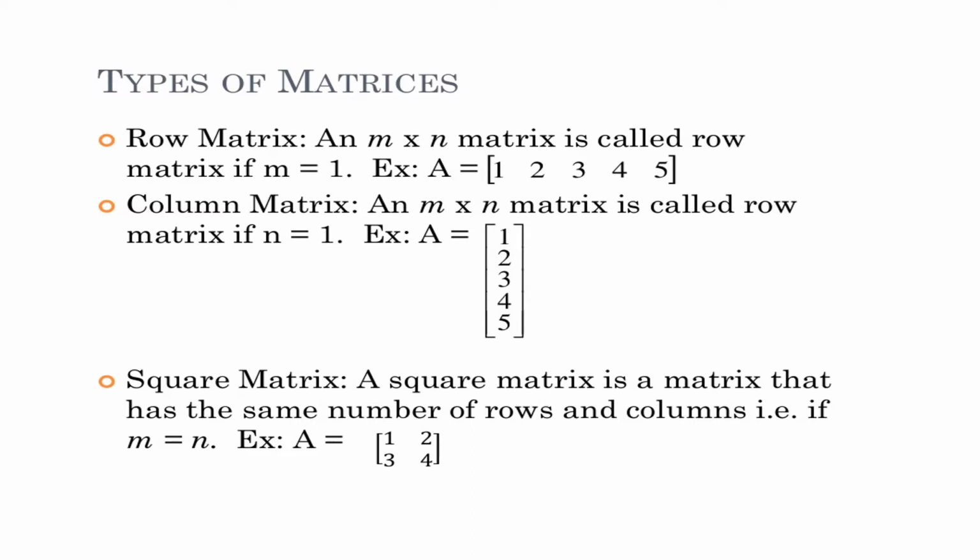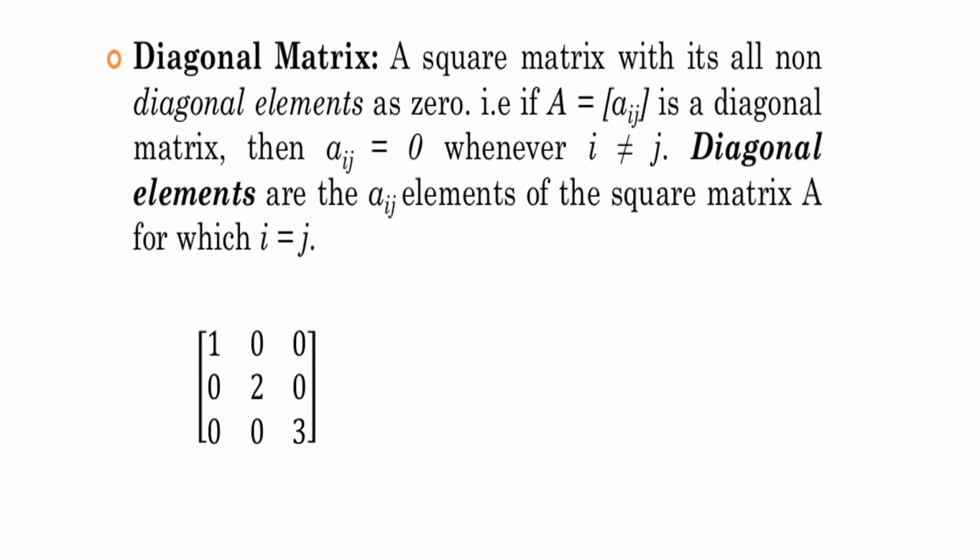A square matrix refers to a matrix that has the same number of rows and columns. Here matrix A has two rows and two columns, so this is a square matrix. A diagonal matrix refers to a square matrix in which, except the diagonal elements, all elements are 0. Diagonal elements means elements at the positions A11, A22, A33, A44, etc.